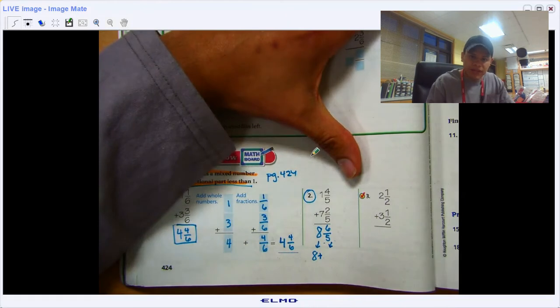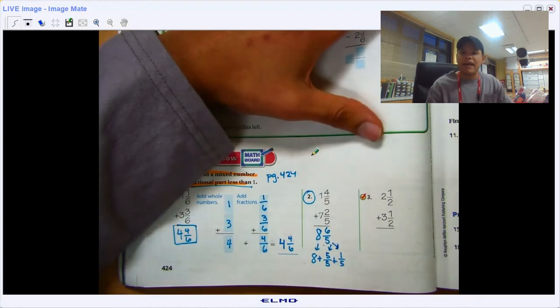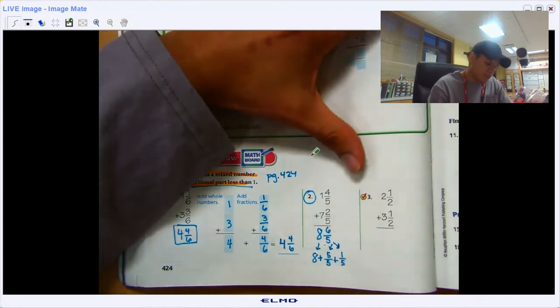Well, I'm going to go ahead and do a little bit of mental math. 6/5 is 5/5 plus 1 more fifth. So 5 plus 1 is 6. Keep your denominator the same. If you're confused on that, make sure that you go back to part 2 of lesson 7.6.